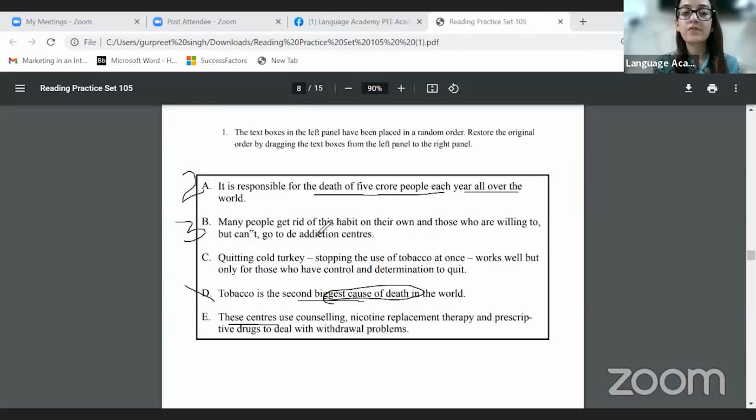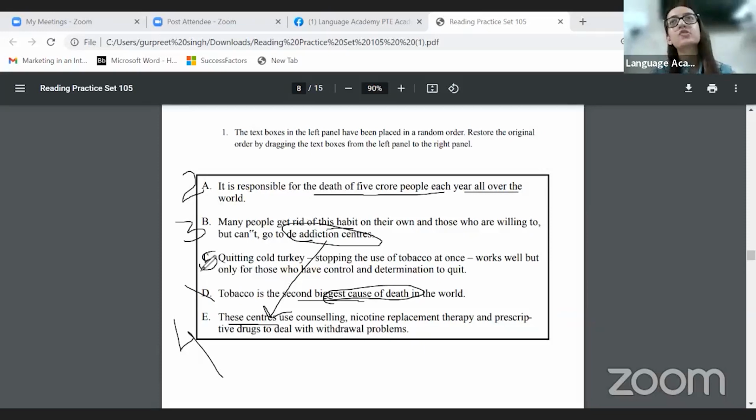Many people get rid of this habit on their own, and those who are willing to but can't go to de-addiction centers. And de-addiction centers are referred to as these centers. They use counseling, nicotine replacement therapy, and prescriptive drugs to deal with withdrawal problems. Quitting cold turkey, that is stopping the use of tobacco at once, works well, but only for those who have control and determination to quit, because this is also about getting rid topic, so it will come at the end.